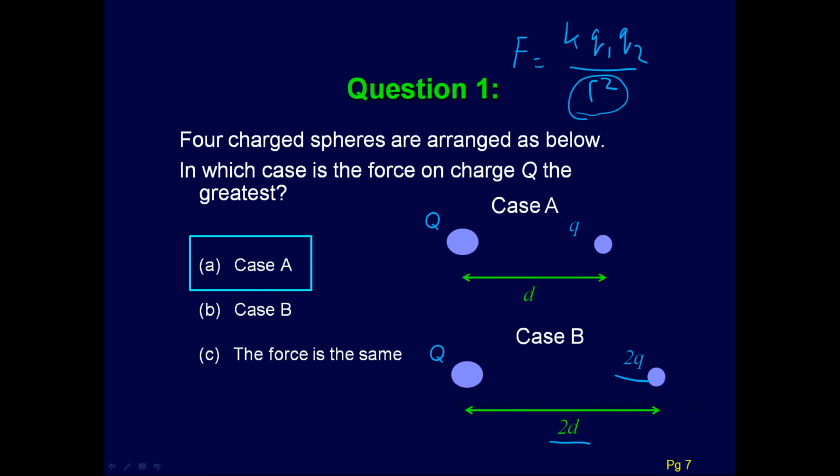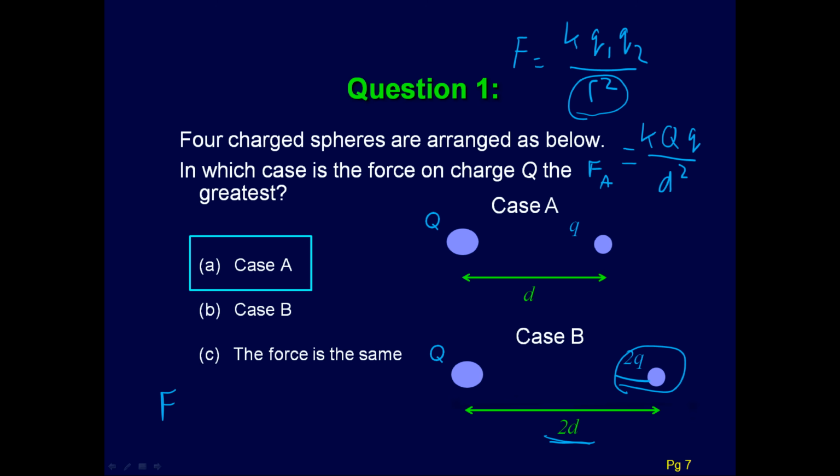And so what that means is when I move them back 2D, even though it's twice the charge, case A will be larger. Now you can also just plug in some numbers to show this. So if I take this equation and do it for case A, I get K big Q little q over d squared. So that would be the force in case A.